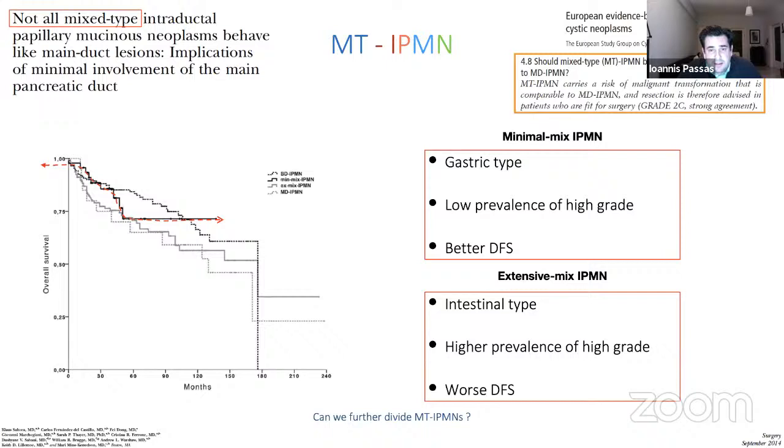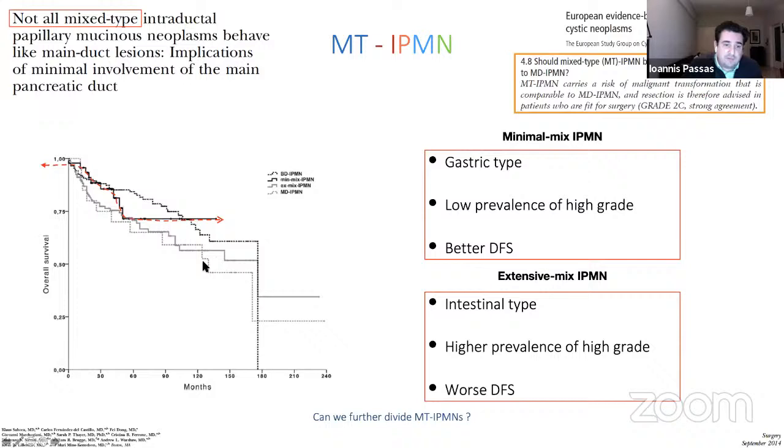Regarding the mixed type IPMNs, then again, not all mixed type IPMNs are the same. And we have the minimal involvement, which is microscopic, versus the extensive involvement of the main pancreatic duct, which is macroscopic. And you can see here in the chart how the minimal involvement of the main duct in the mixed IPMN differs in survival from the main duct IPMN, all right?